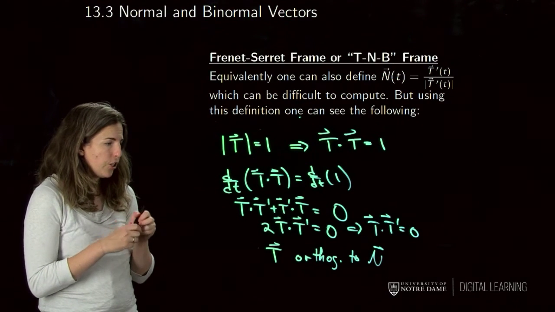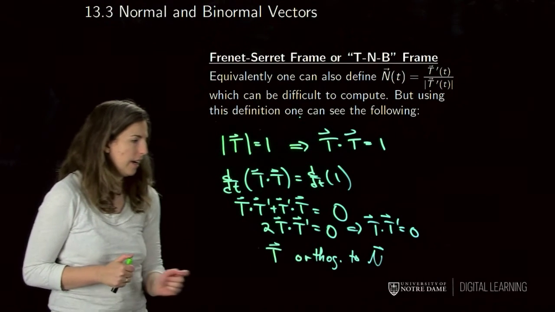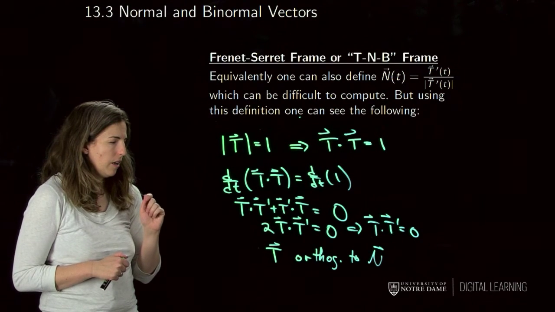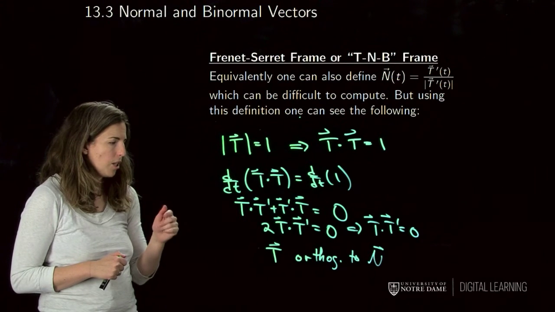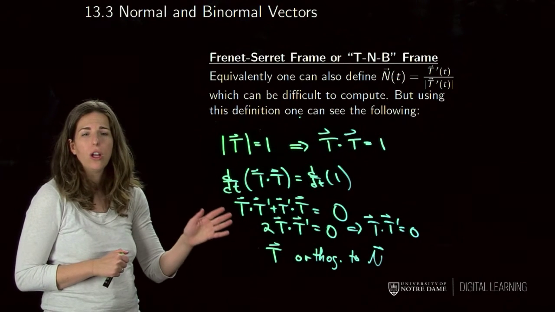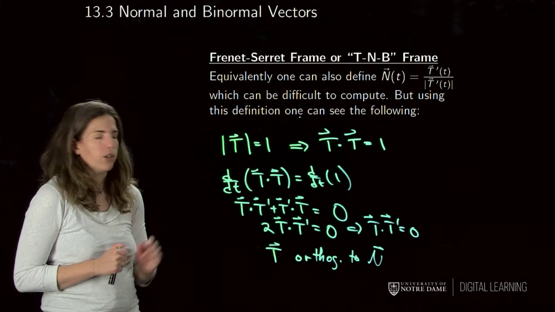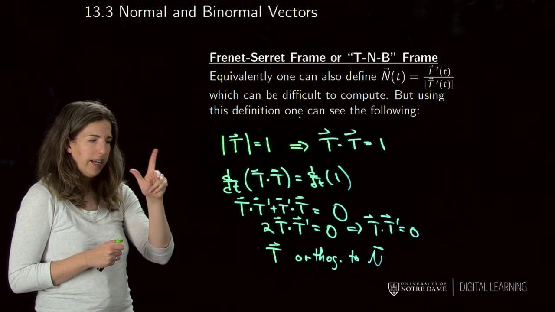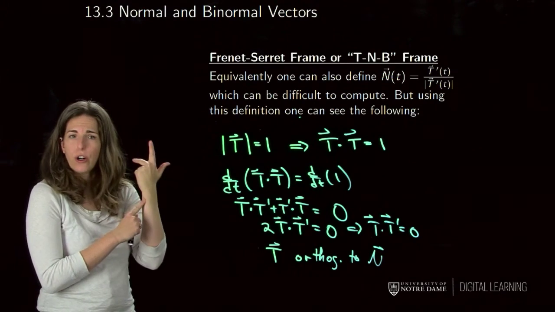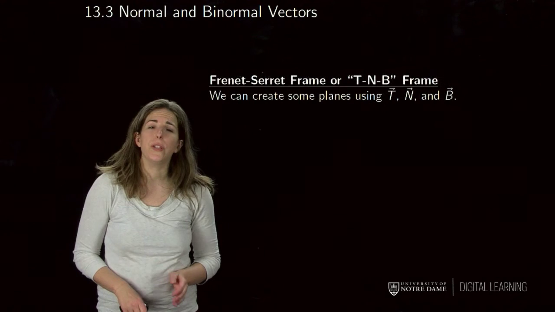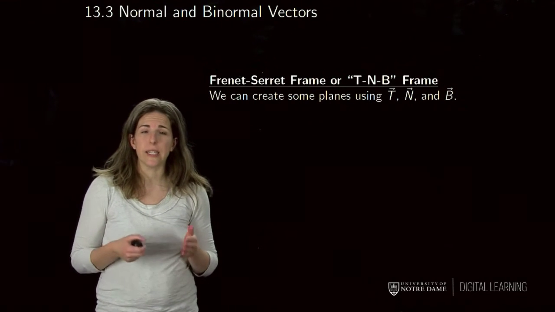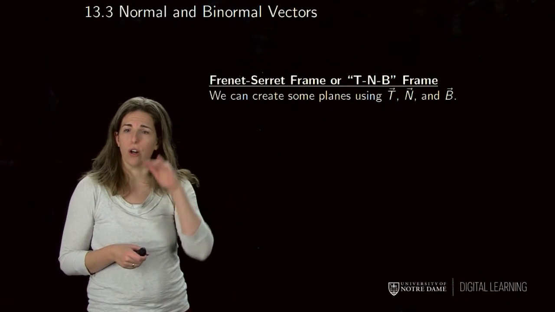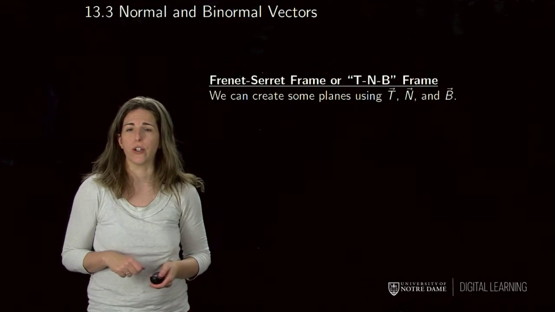And from the definition, we know that N is going to be orthogonal to B and T from the cross product. Ultimately what we're going to get is that all three of these are orthogonal to each other. So they're really going to create something that looks like the x, y, z axes at each point along our curve. Using the TNB frame, we can create some planes that are going to tell us a little bit about the motion of something traveling along our curve using the parameterization r of t.